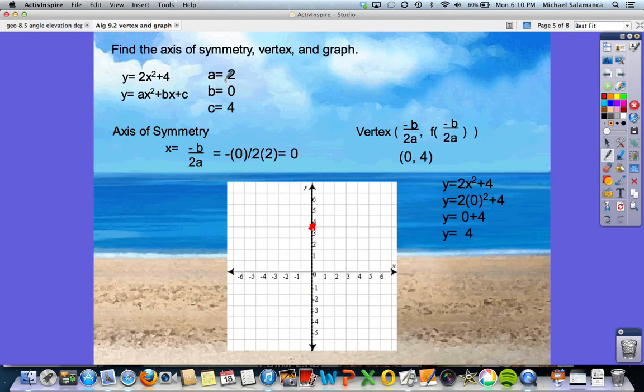And because our a is positive, our graph should be going upwards. So graphing this, it's going upwards. So we are going to draw our parabola going upwards, making sure to do the arrowheads at the top.